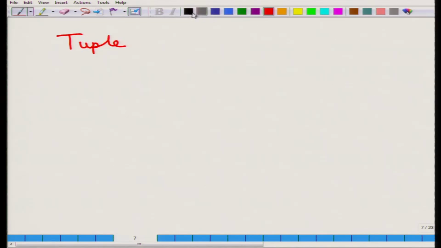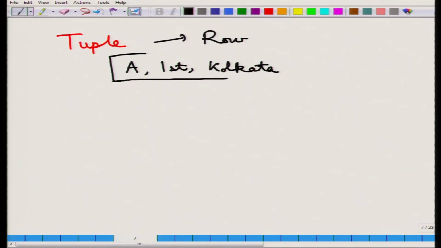If we then go forward, there is something called a tuple. This essentially corresponds to a row in a table. For example, A first comma Kolkata together consists of one tuple. This is essentially one row. So this is one particular value of the relation, that is the tuple, and we all probably understand what a tuple means.